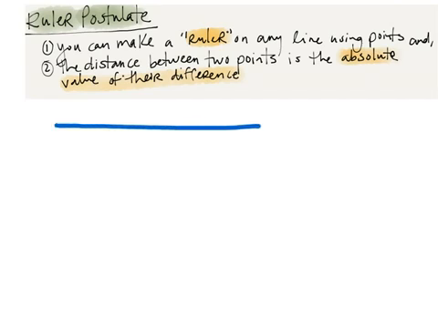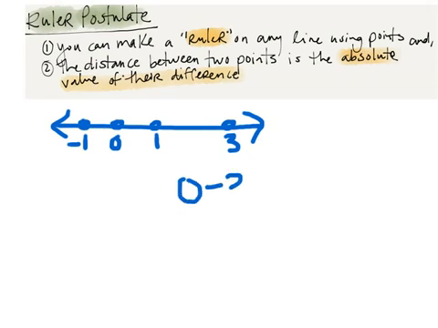Here's an example. Here's a line. Here's some points. I can even put one all the way over here. We'll say this is -1, 0, 1, maybe this is 3. And if I wanted to find the distance between, let's say, 0 and 3, I could just subtract them. I'm going to do 0 minus 3. That's -3. Find the absolute value of that. The distance is 3. That's it.